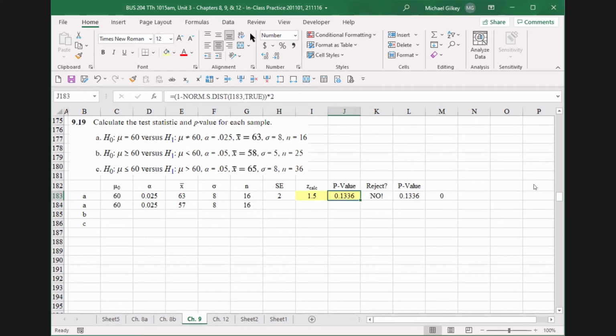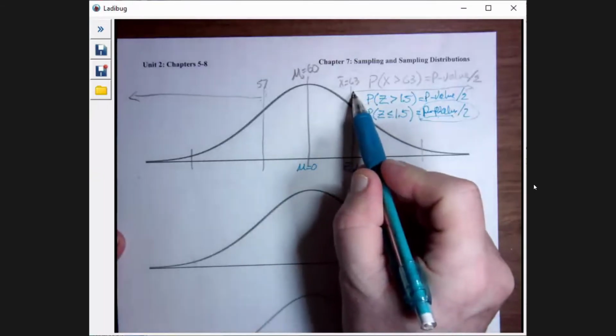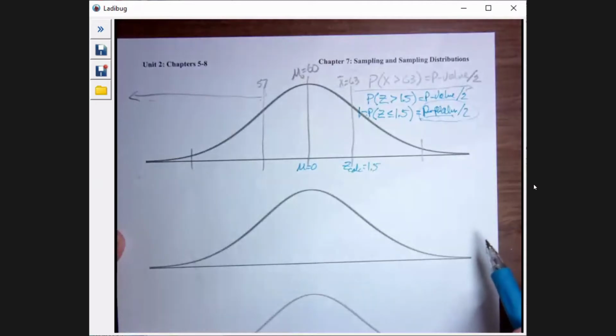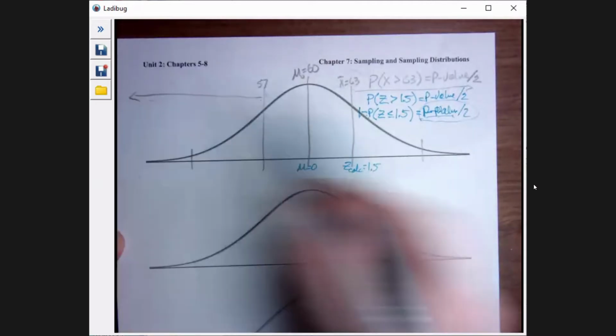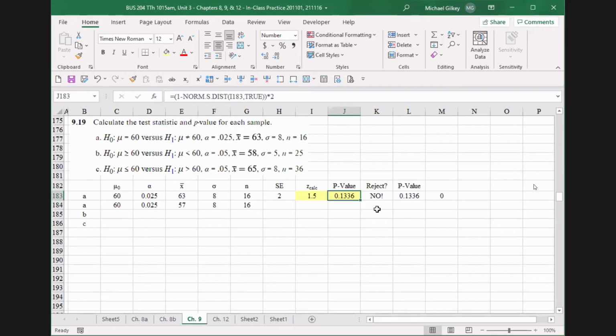Let's just call that 13%. If 13% is the probability of getting a value over here or over there, what's the probability of getting a value over here or over there? About 13. So what's my p-value going to be? It'll be the same.